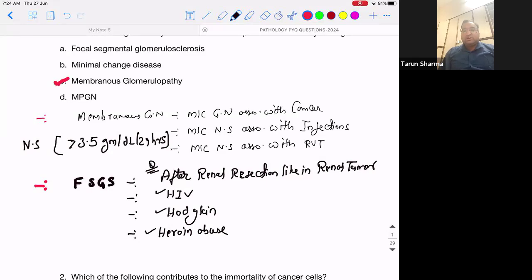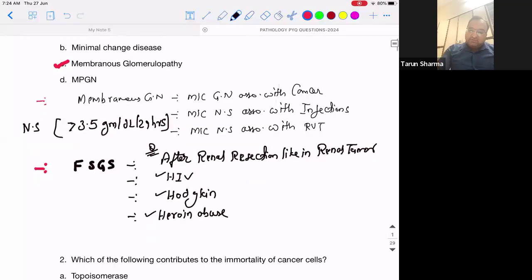So after renal resection, which type of nephrotic syndrome will be there? That will be FSGS. After cancers, the common type of nephrotic syndrome will be membranous. After infections, if they are not giving you any particular infection, just asking which type of nephrotic syndrome will be common, the answer would be membranous. But if particularly asked which is common after HIV, then you will say it's FSGS.